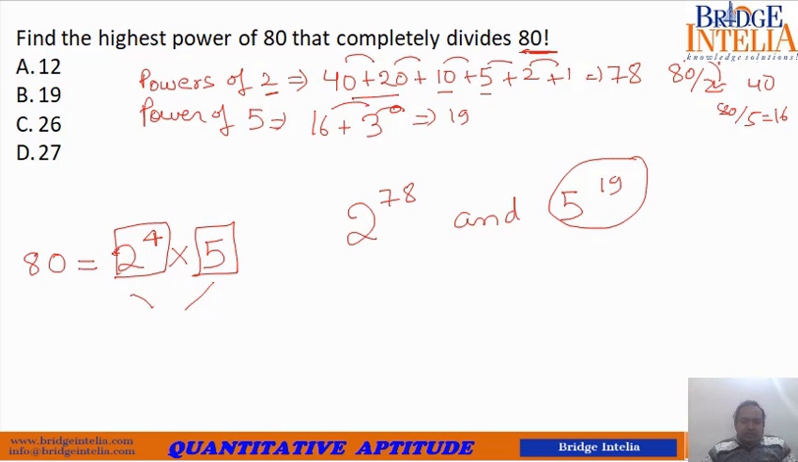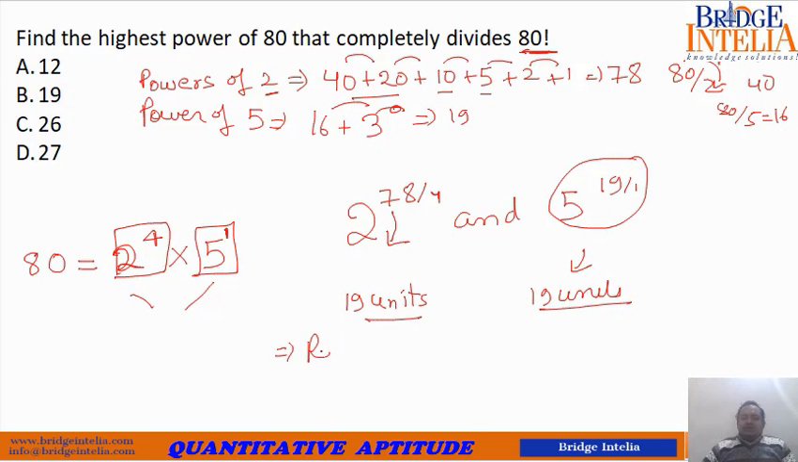So you have to create 2 to the power 4. So how many 2 to the power 4s are available? So divide 78 by 4. So 19 units are available. And here you can see you need 5 to the power 1. So 19 by 1. So here also 19 units are available. So 19 complete units are available for both the partners. So required power, 19 complete pairs will be generated.